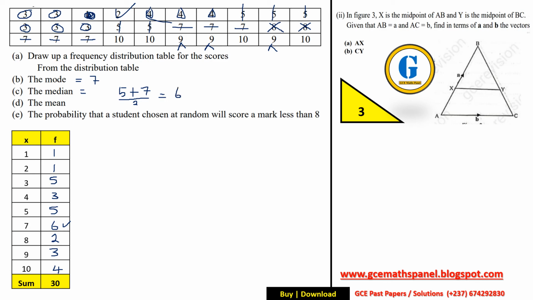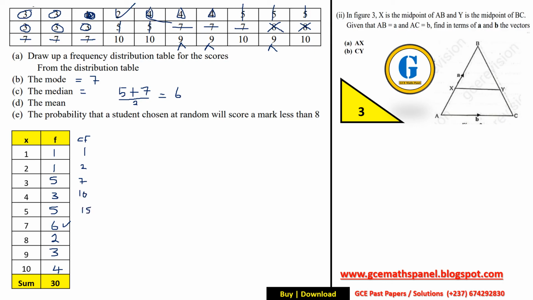Now, to get the median, this is what we have to do. Or you can just be counting until we get to 15, right? So we arrange them. With the median, you are supposed to have 15 scores on the left, 15 on the right. If I use cumulative frequency, this is 1 plus 1, 2 plus 5, 7 plus 3, 10 plus 5, 15.